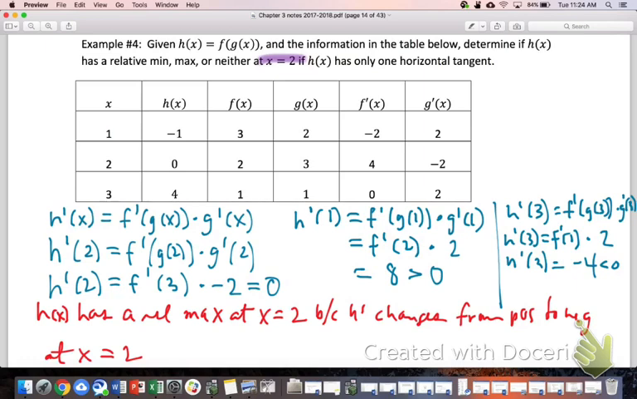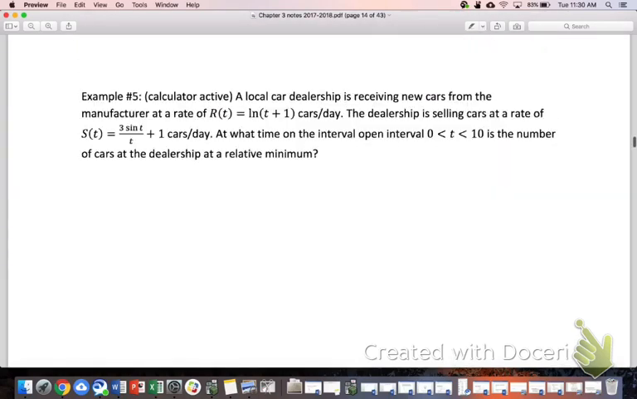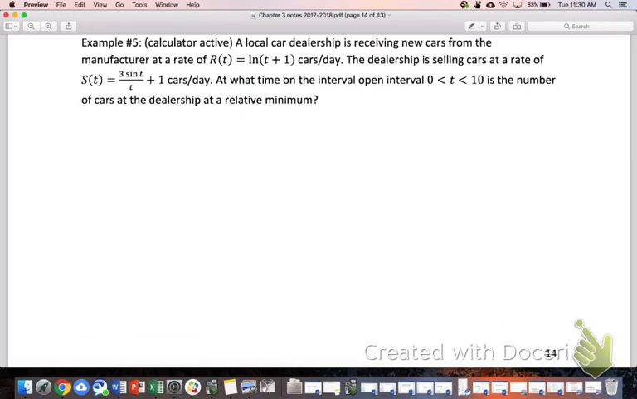So nice work. Let's take a look here. I think we got a little bit of an application. Yes, we have an application. This is going to go good. We're going to get this finished up, I think. Take a look at example number 5. Calculator is active. Let's read it together.